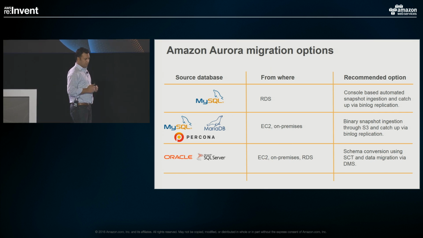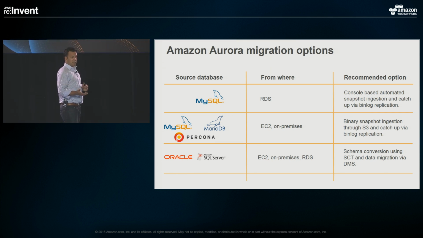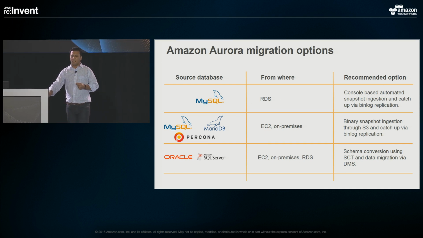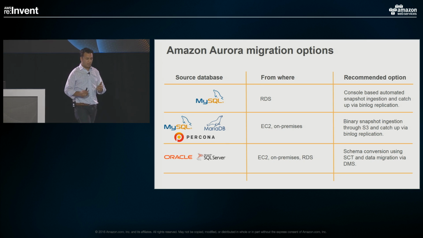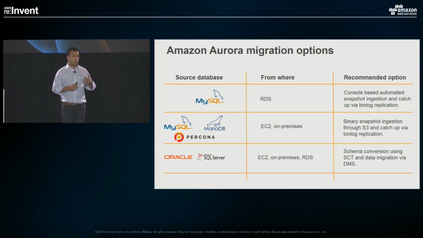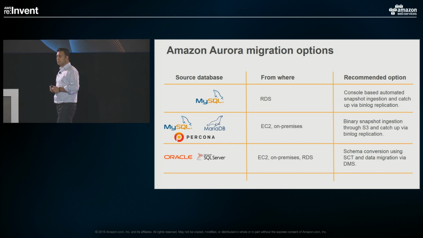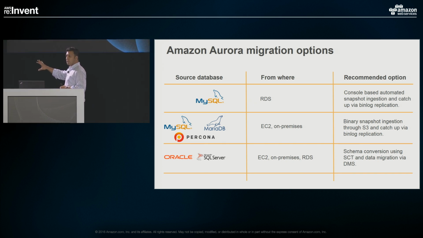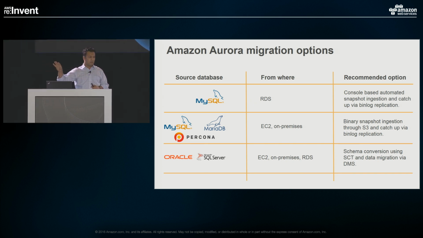So, for example, you could be migrating from RDS MySQL. There are a bunch of tools to help you with that. You could be migrating from MySQL or MariaDB or any other MySQL-compatible databases from EC2 or from your own data centers to Aurora. And we have another set of tools for that to help you with it. You could be migrating from Oracle or SQL Server to Aurora, which we see with a lot of customers. And we have other set of services that help you with that.